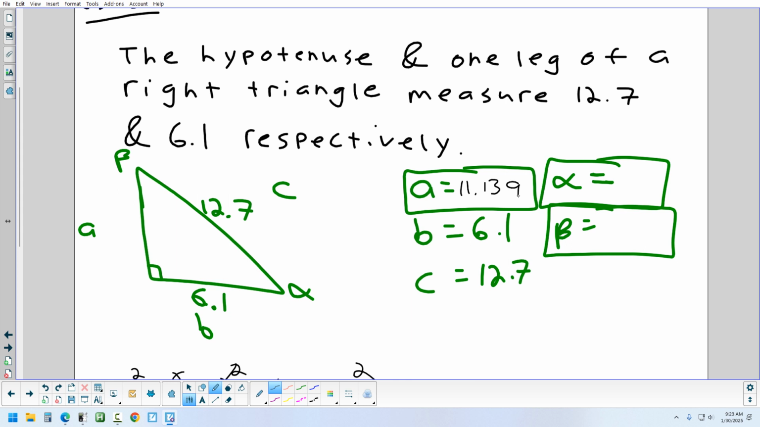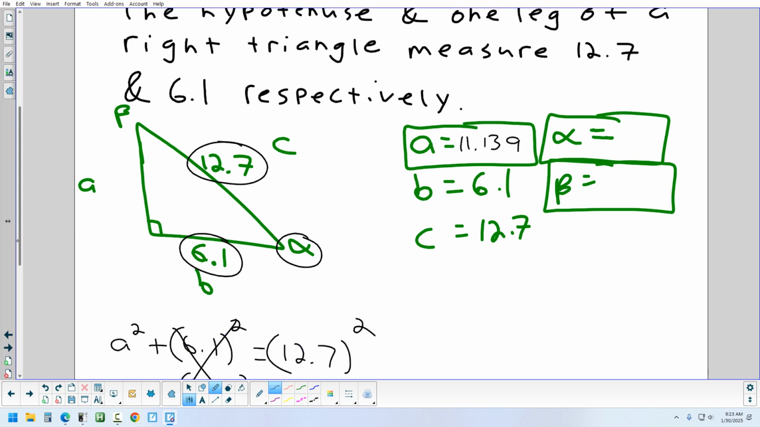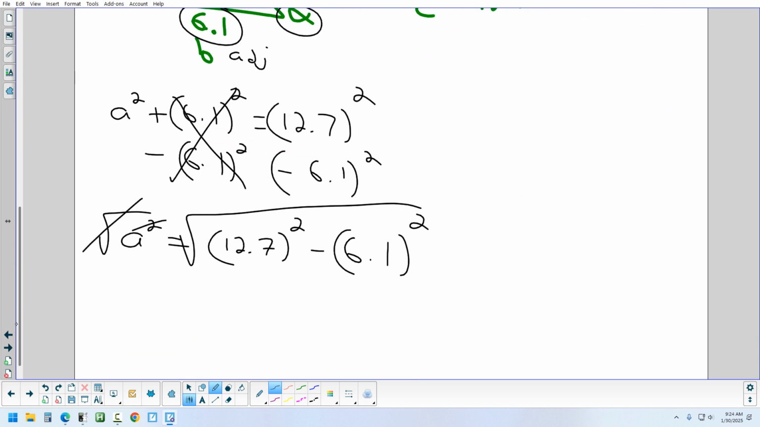All right, now let's do alpha, just because that's what we mentioned a second ago. We're going to use alpha as our perspective, because that's the angle we want to find. And we're going to use the two pieces of information that we're given. What position is side B relative to alpha? Yep, that's adjacent. And what position is side C? James? That's the hypotenuse. Which trig function involves hypotenuse and adjacent? Yep, cosine. So let's set all that up.